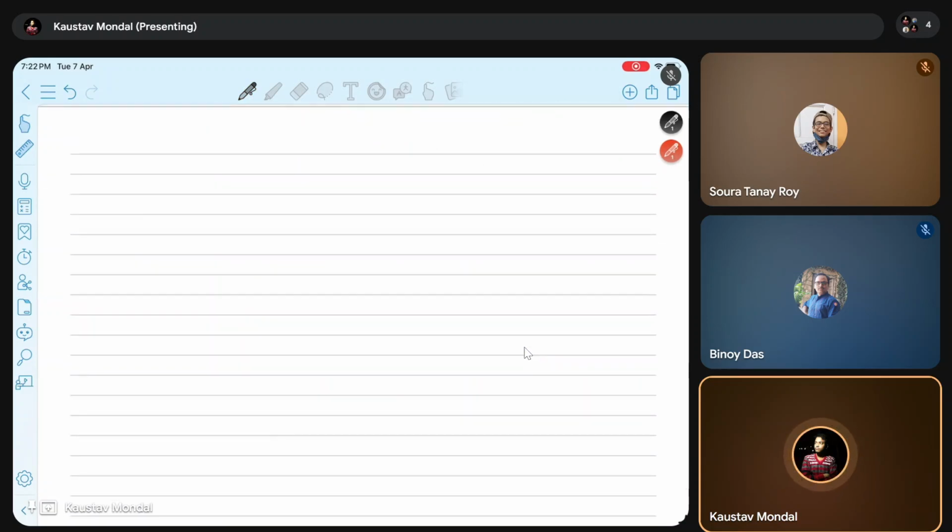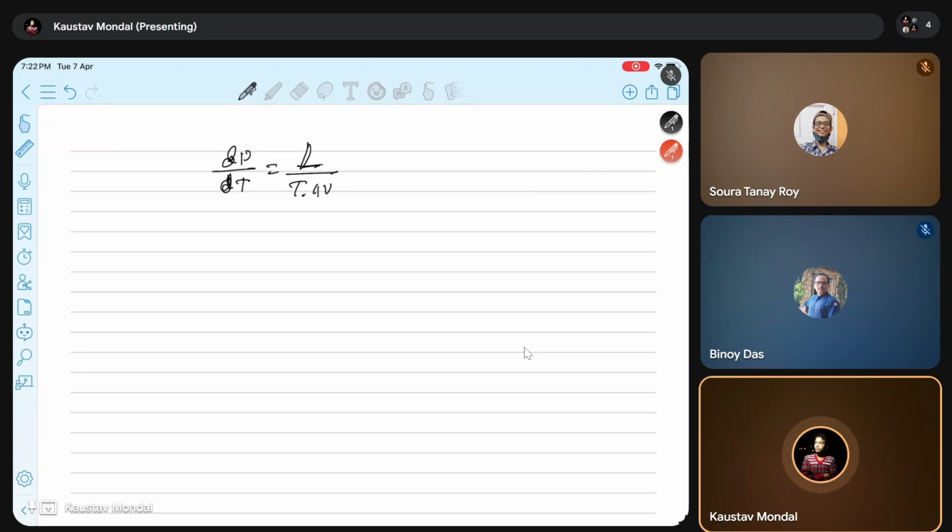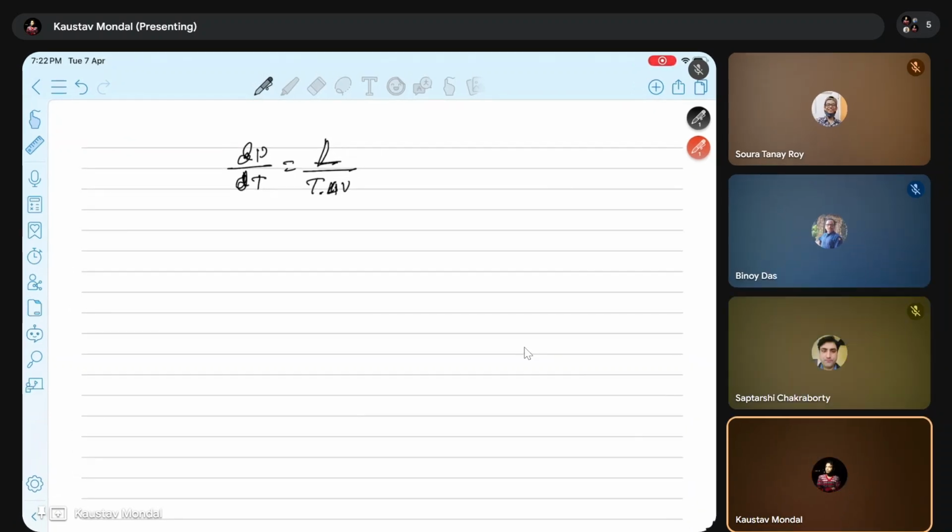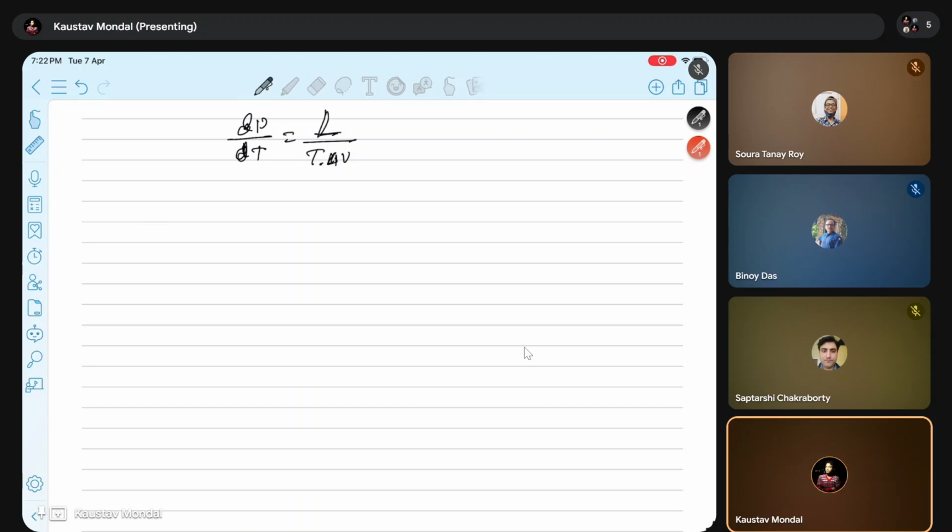For that we need the phase diagram, right? In order to get the phase diagram, you need Clapeyron's equation. Clapeyron's equation is dP by dT equal to L by T into delta V, right? Now we are considering it as an ideal gas, so we can write this as follows.